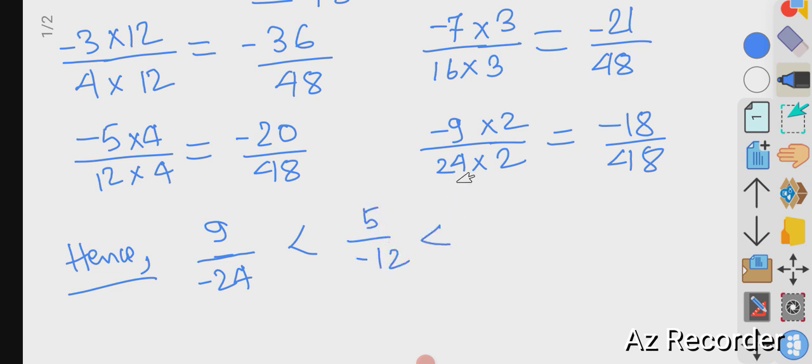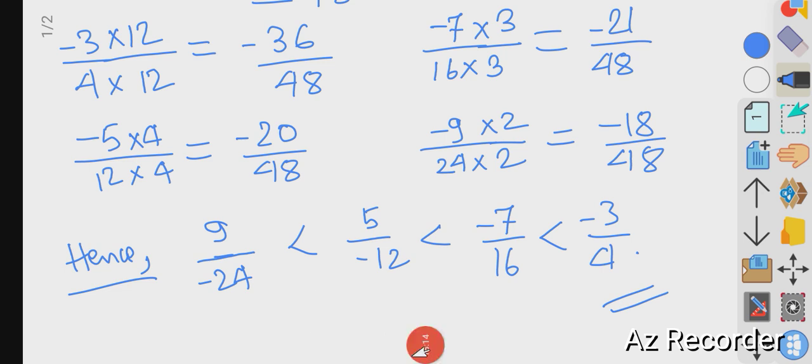Now just bigger than this is minus 21 upon 48, which was originally minus 7 upon 16, and the biggest one is minus 36 upon 48, which was actually minus 3 upon 4. So we have arranged the 4 numbers in ascending order. Cool, good. Now likewise you can solve the third question and the fourth question. Same procedure, everything same. Okay, have a nice day.